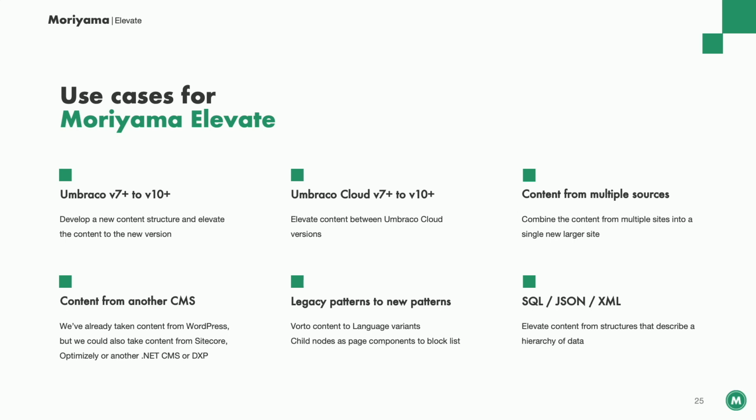And actually, any data that can describe a node of content and a tree of content, we could potentially use that as an import. So data might come from SQL or JSON or XML and create complex, rich pages in Umbraco.